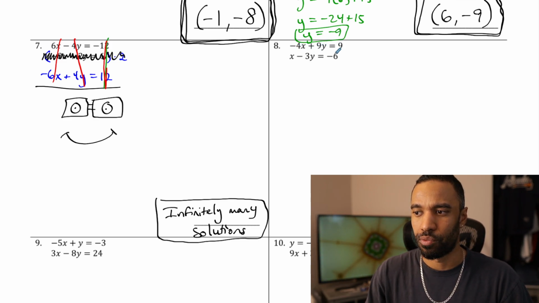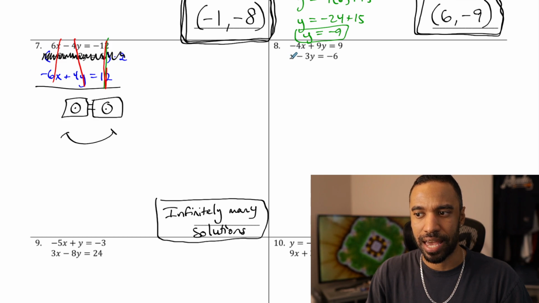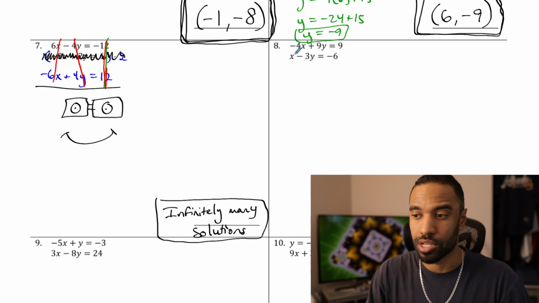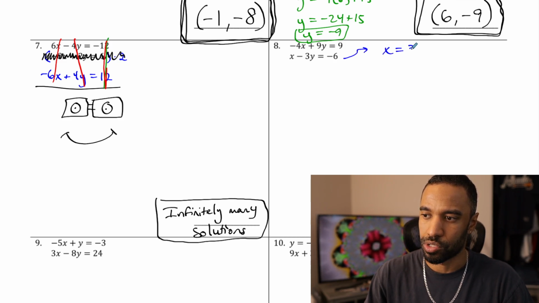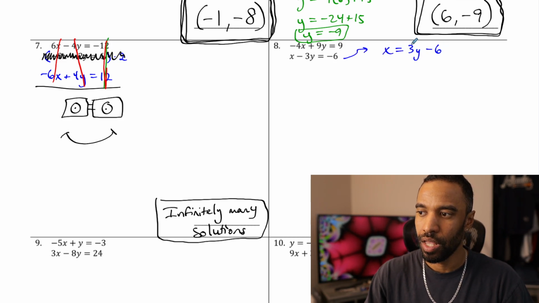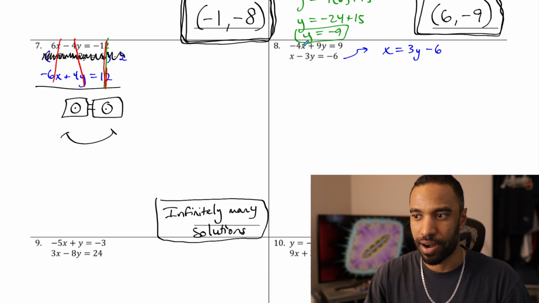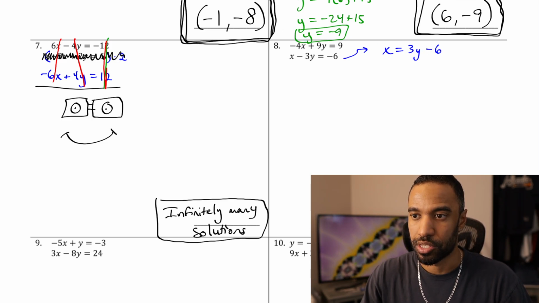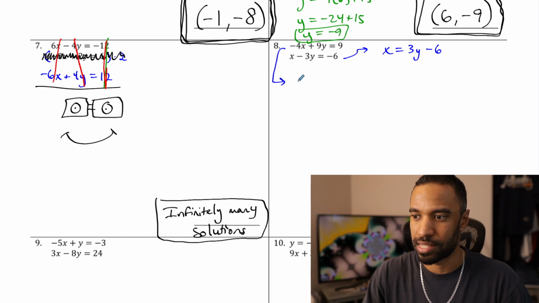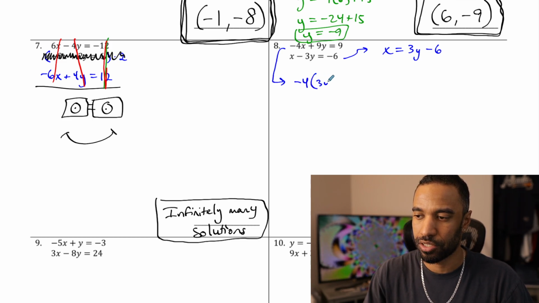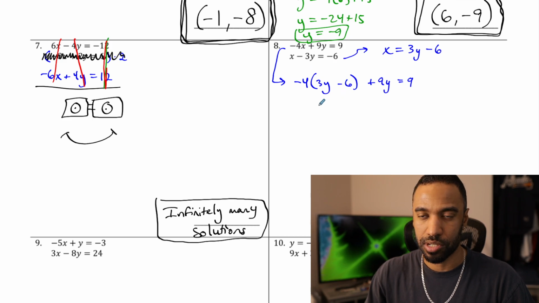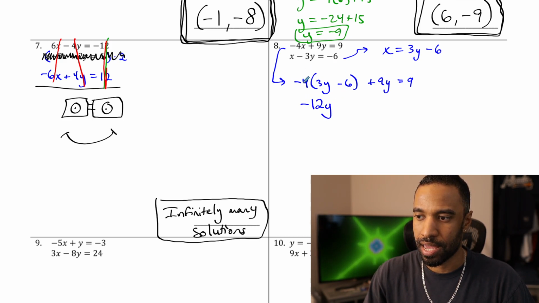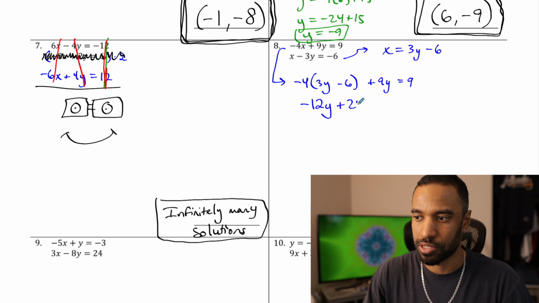The only variable I can really get by itself easily is this x right here and have no fractions. It takes one step. I just have to add 3y to both sides. So I'll get x equals 3y minus 6. I'm going to substitute 3y minus 6 in for x in the top equation. So in this top equation, I will now rewrite it as negative 4 times this x, notice the parentheses here, of course, plus 9y equals 9. And negative 4 distributes into both of these. You get a negative 12y, and negative 4 times negative 6 is positive 24.